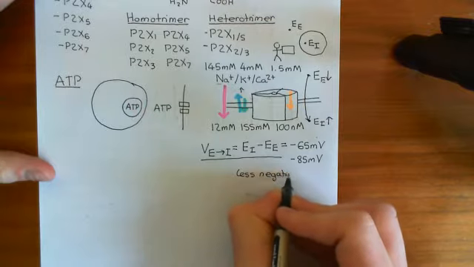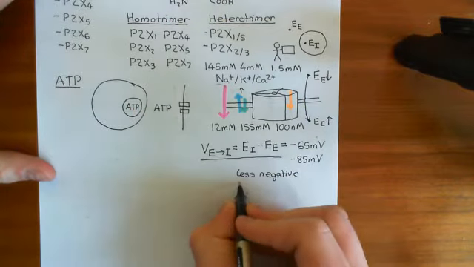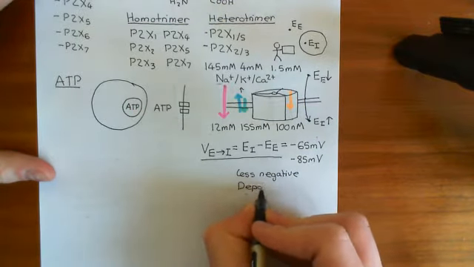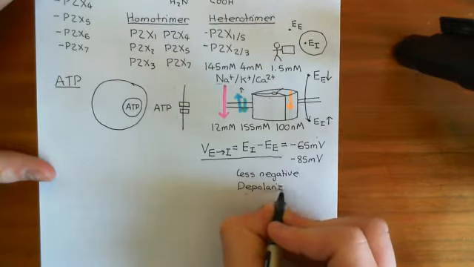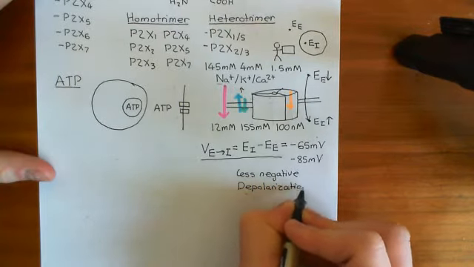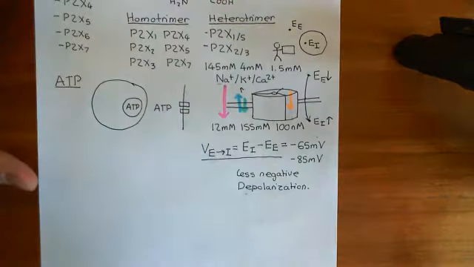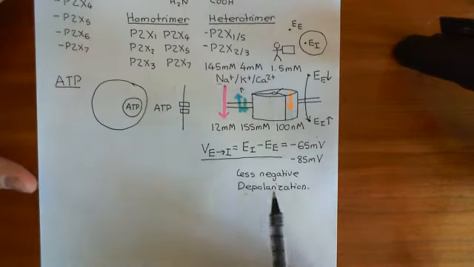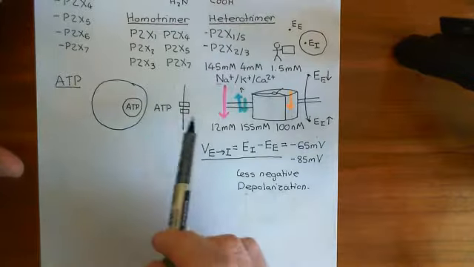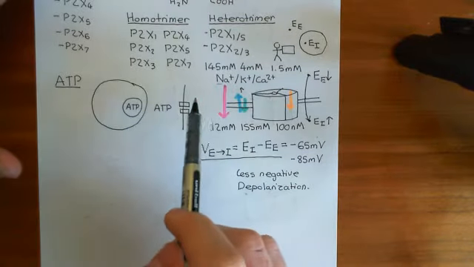So, basically, the fancy name for the electrical potential difference across the cell membrane becoming less negative is depolarization. That's the process by which the electrical potential difference across the cell membrane becomes less negative. It becomes depolarized. And this will promote the formation of potentially action potentials within the cell if it's an excitable cell.